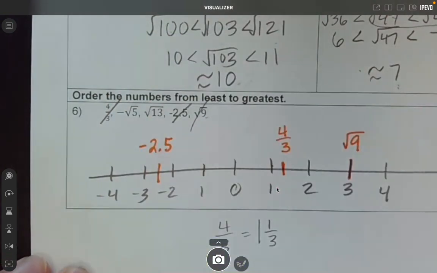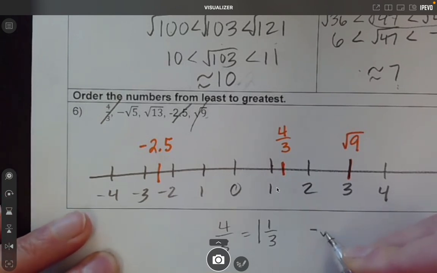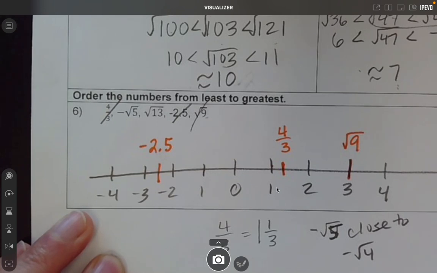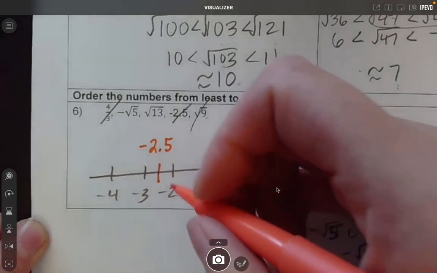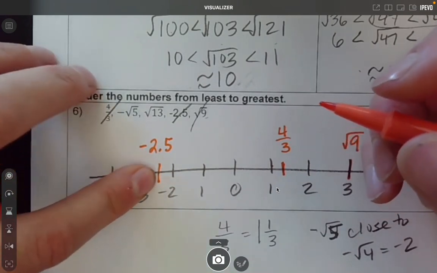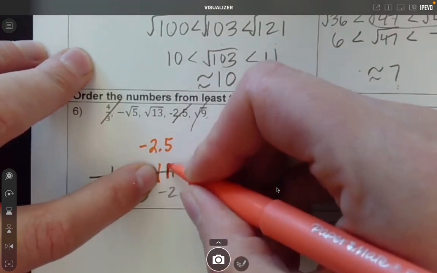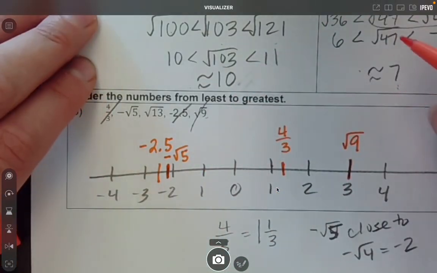And then we have 2 more square roots, the negative square root of 5 and the square root of 13. So if I think about my perfect square numbers, the negative square root of 5, I'm already thinking ahead, is close to negative square root of 4. So negative square root of 4 would be equal to -2. So negative square root of 5 is going to be really close to that, but maybe a little bit to the left. So if here is my -2, it's going to be a little bit to the left. Oh, I already have a -2.5 here. And so I'm going to guess because 5 is really close to 4, it's going to be in between that -2.5 and the -2. So there's going to be my negative square root of 5. And I might check that in a minute with the calculator just in case I'm curious.